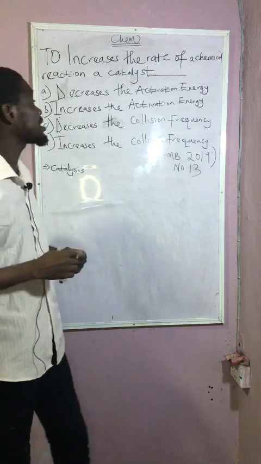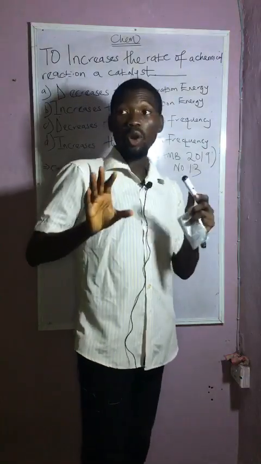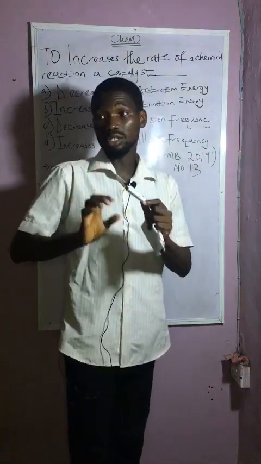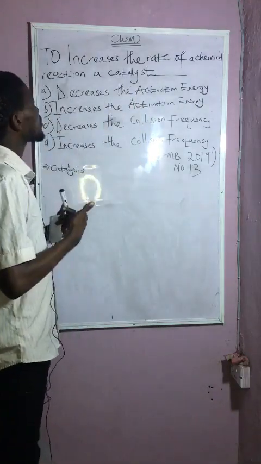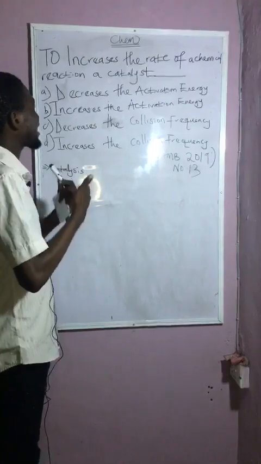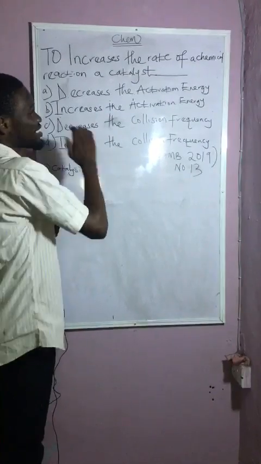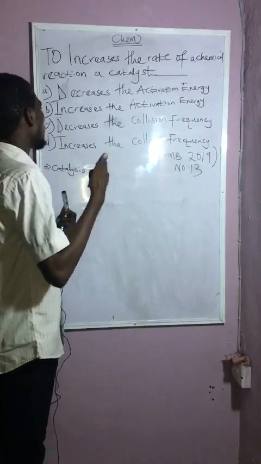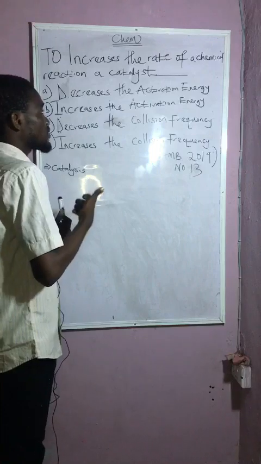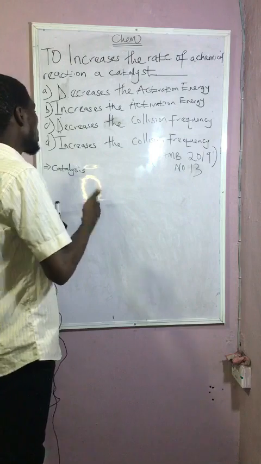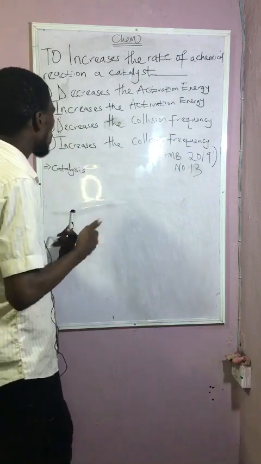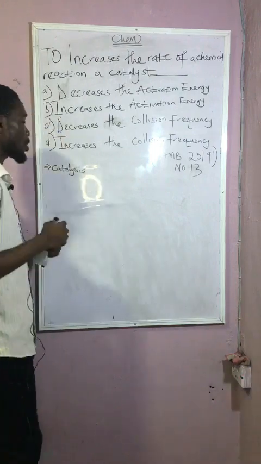And when we talk about this catalysis, there is what we need to know about that. Are you with me now? So class, to increase the rate of a chemical reaction, a catalyst: A, decreases the activation energy; B, increases the activation energy; C, decreases the collision frequency; D, increases the collision frequency. How do we tackle a question like this?